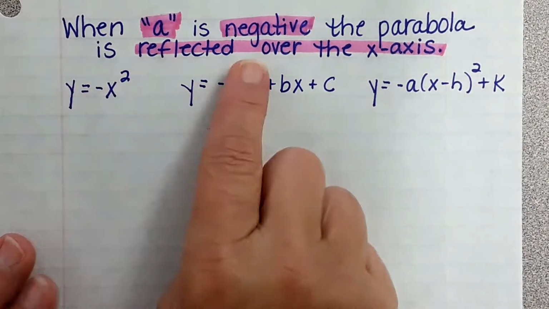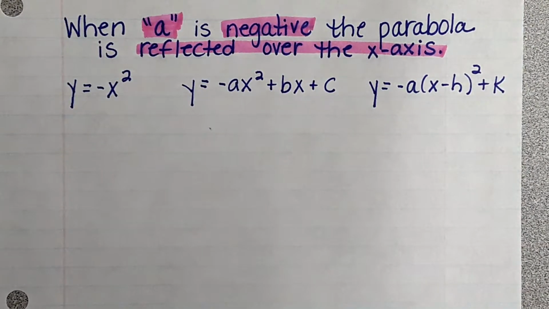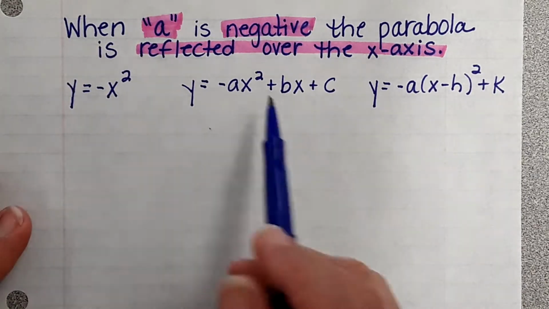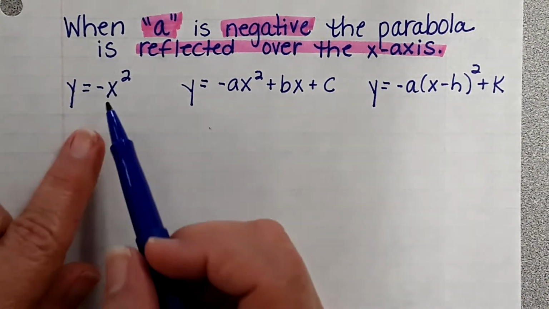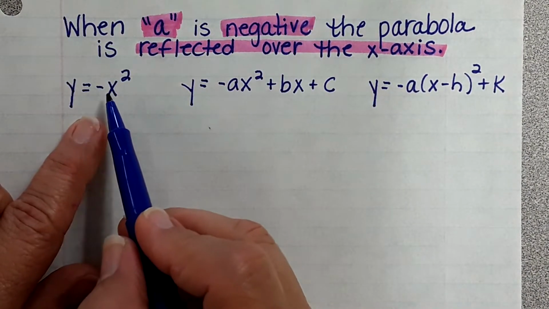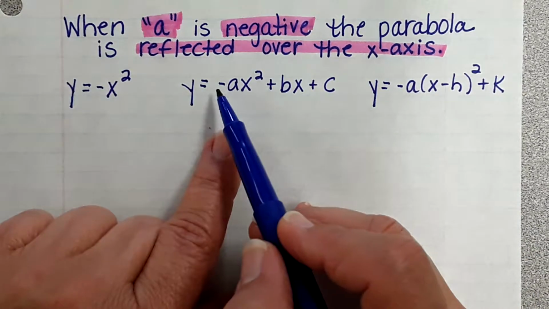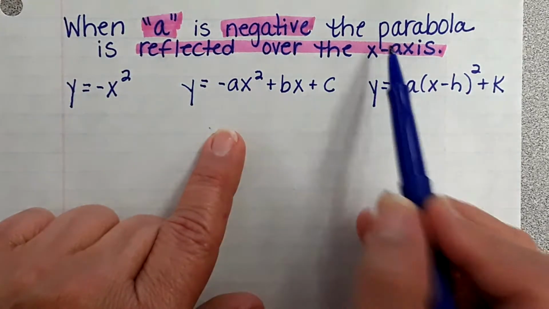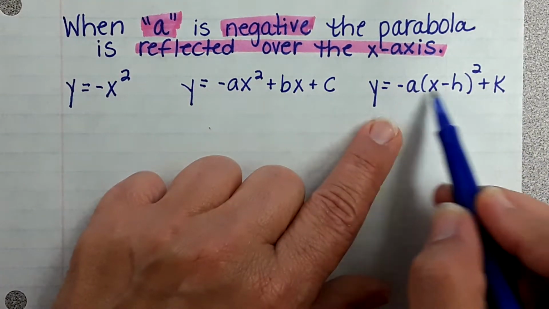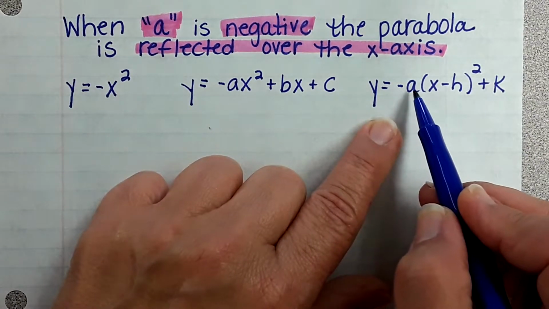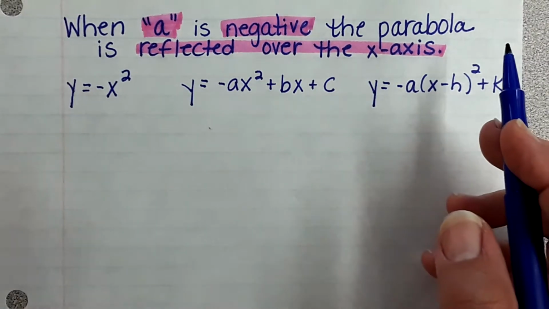So when A is negative, we've talked a little bit about this. When A is negative, it opens down. It's still the same thing. I just gave you 3 different equations so you would know. So if you see negative x squared with no h and k, it's still going to be reflected. If you see it this way, it's going to be reflected over the x-axis. If you see it this way, the negative is in front of the number, it's going to be reflected.